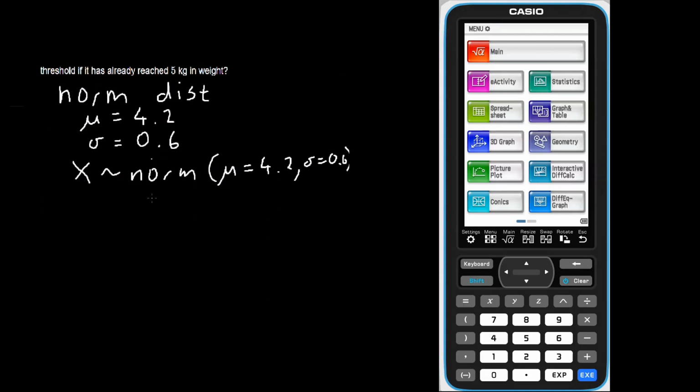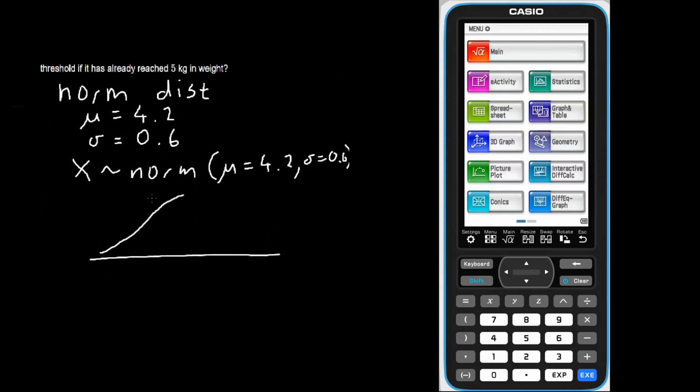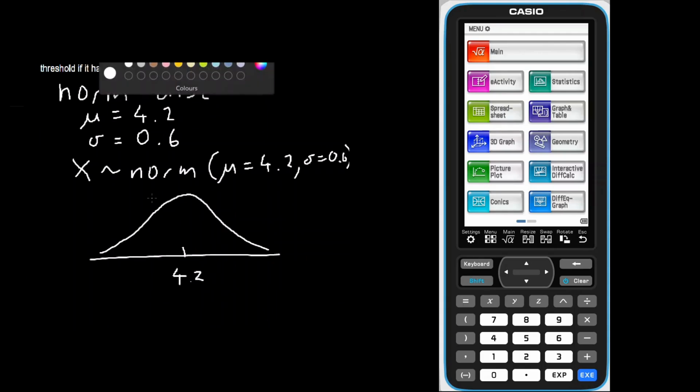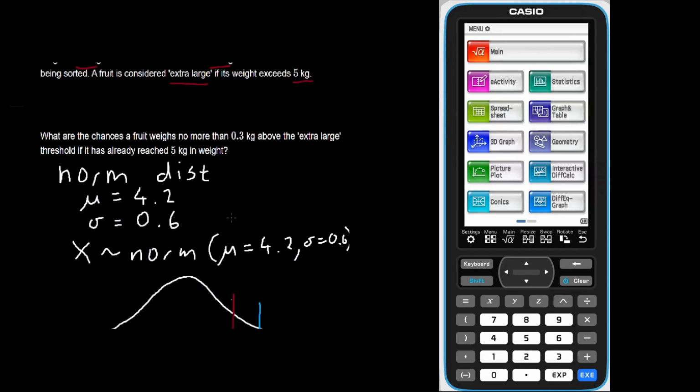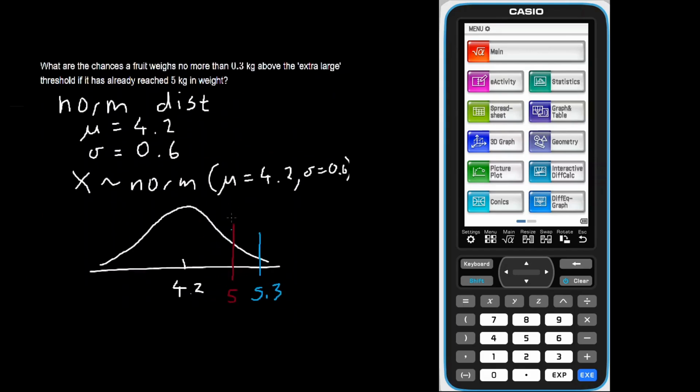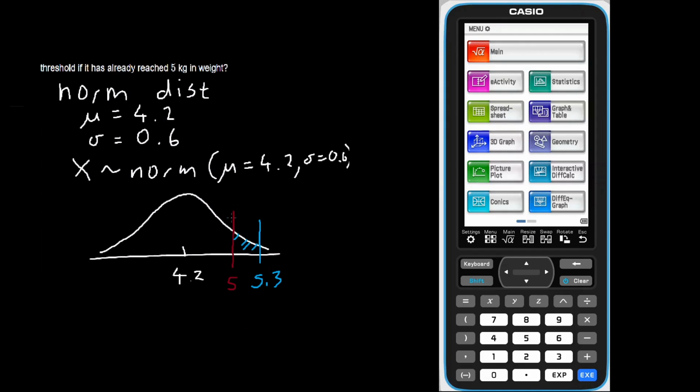And it also lets them know that you know that it's looking like this kind of bell curve thing with 4.2 here and 2 bars. We've got the bar in red, that's the extra large. And then the bar in light blue here, so 0.3 plus 5 is equal to 5.3. Okay, and that will let us know. So basically, we're trying to find this. It says, what are the chances that the fruit is no more than 0.3? So we're trying to find this area here, given that the red area is now 100%.